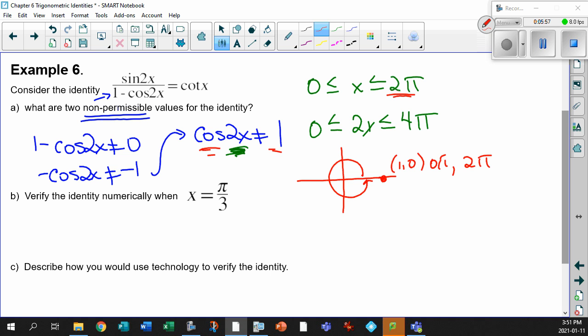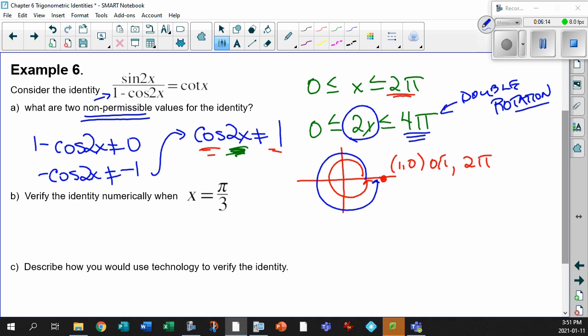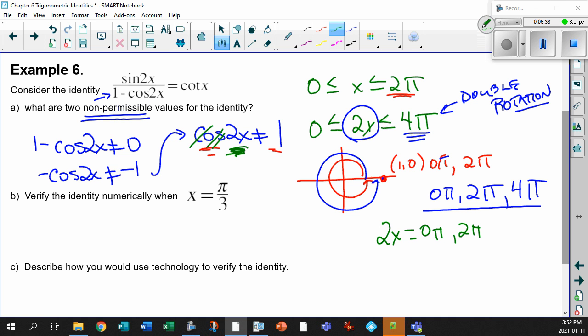Okay? Your next one, though, remember, we are going a double rotation. And the reason why we do a double rotation is because of the fact that this guy is 2x. So we do a second rotation and we find out not only is it 0 pi and 2 pi on the first rotation, but it goes all the way up to 4 pi in our last rotation. Beautiful. Now, that means you've gotten rid of the cos. So the cos is gone. The 2x is 0 pi, 2 pi, and 4 pi.